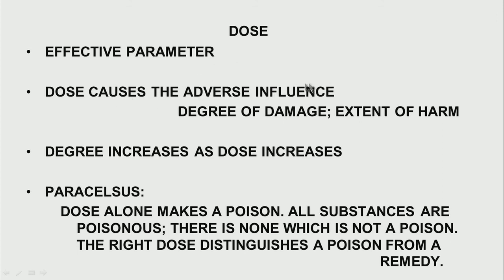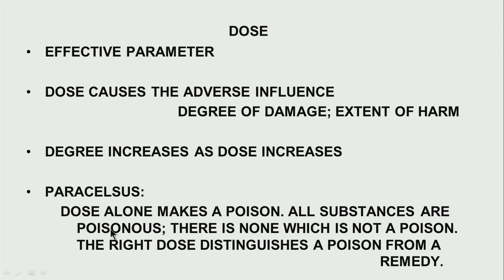The dose causes the adverse influence like damage, maybe death, maybe it can be defined as extent of harm. As the dosage or the effective parameter increases, the degree of damage keeps increasing. But it is time that we take a look at what exactly dose does. In the 6th century, we had a scientist by name Paracelsus, and he said dose alone makes a poison. That is, the amount of the effective parameter is what causes the harm.